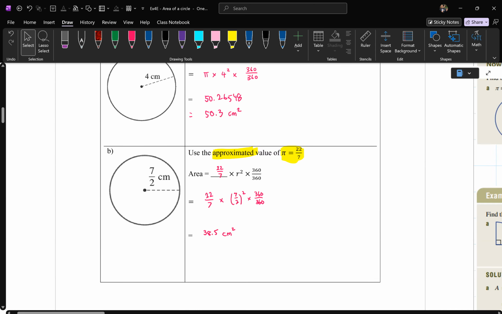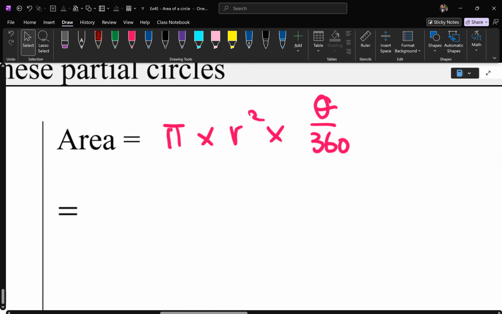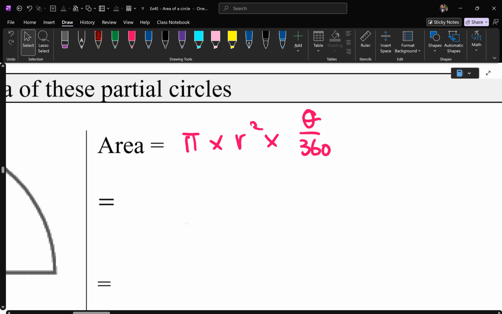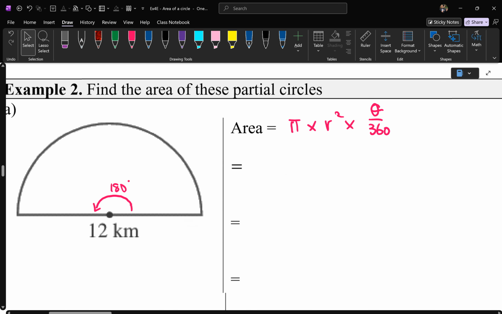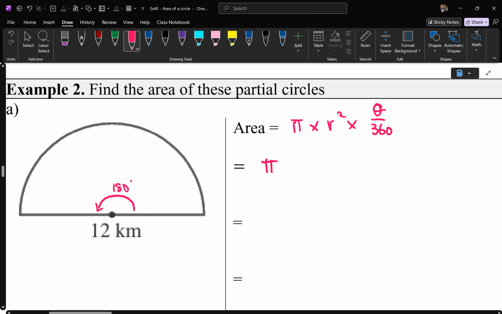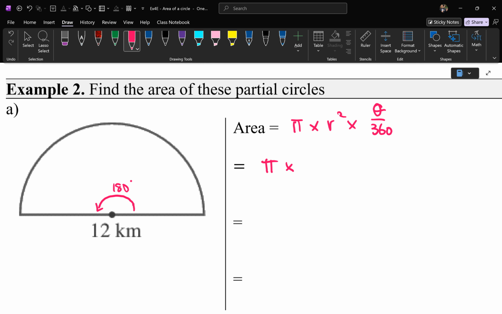Okay, it's just one formula for two exercises. Here we go. Pi times r squared times theta over 360. Here we go. Same thing again. This time they did say approximate, so make sure to use the symbol. Pi times. Be careful here. What's my radius here? Can I please have Wilbur? 6. Why isn't it 12? Let's go with Sully.